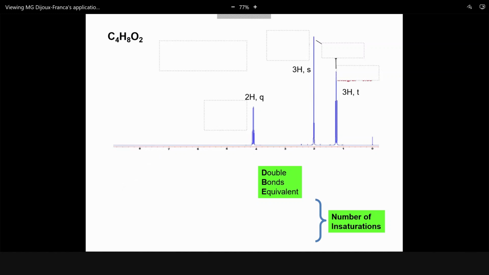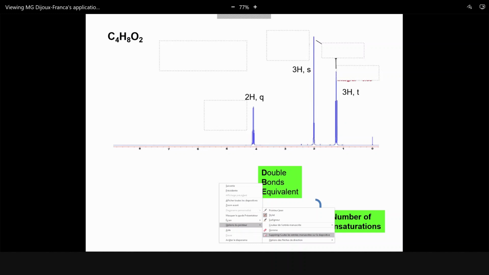So first we have the double bond equivalent. It is equal to 2 multiplied by 2 minus x plus 2, and all of that is divided by 2, and the answer is 1. So the number one is the number of unsaturations, which means you will have a ring or a double bond.